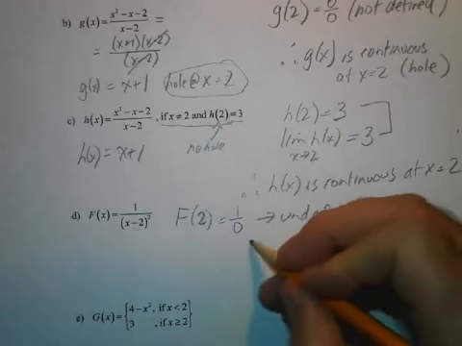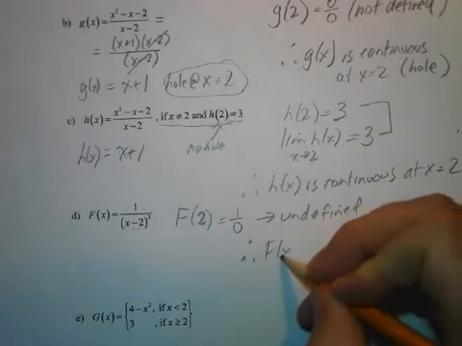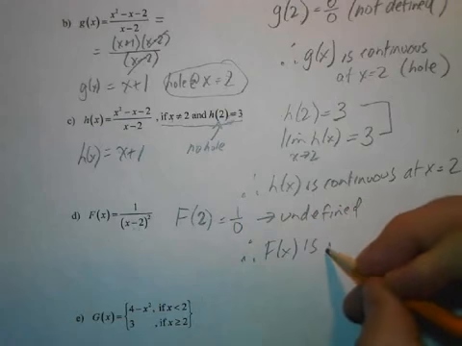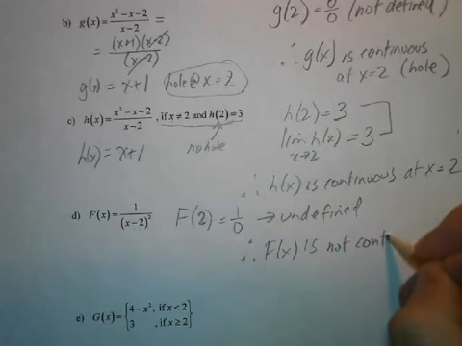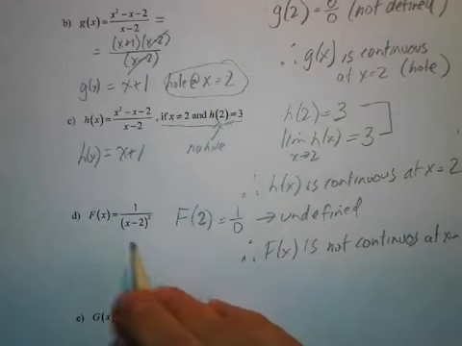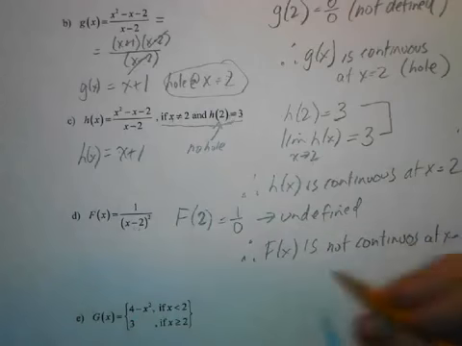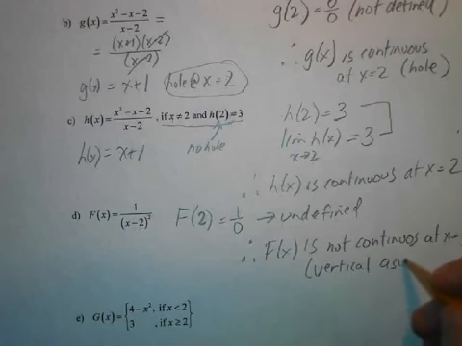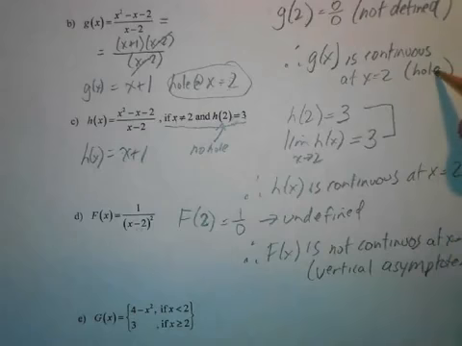So therefore, f of x is not continuous at x equals 2. And if you remember from your advanced functions, that's actually going to be a vertical asymptote, which is one of the 3 reasons for a function being discontinuous. So we got a hole in B, we have a vertical asymptote in D.